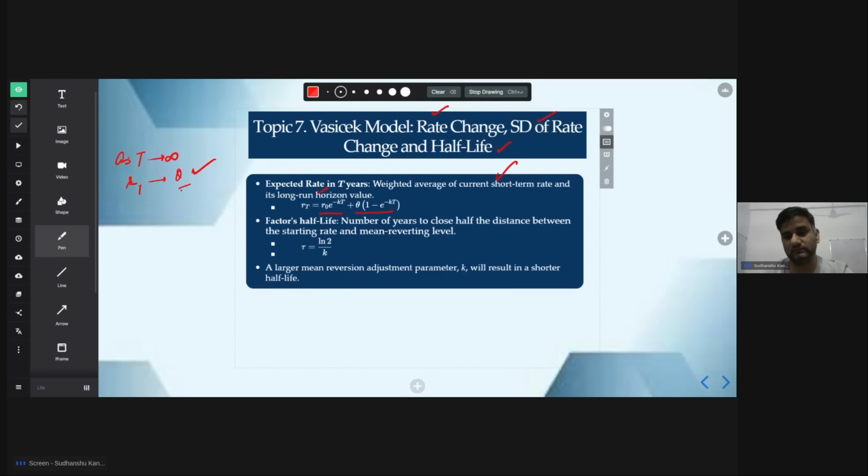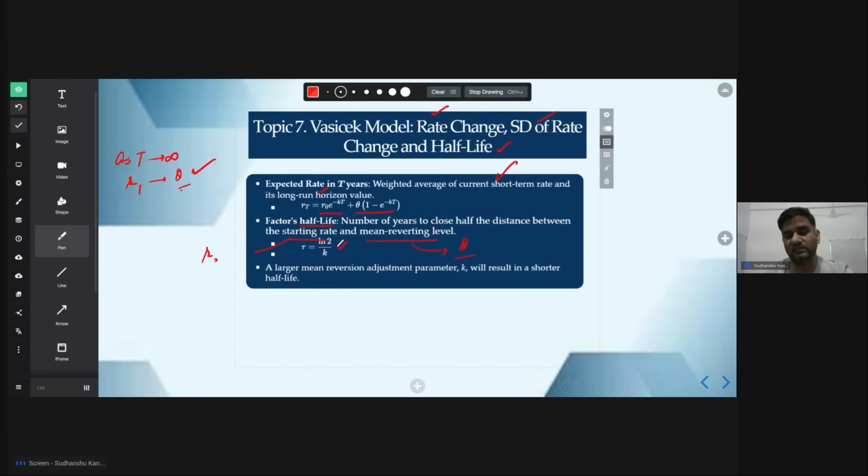Half life means the number of years to close half the distance between the starting rate and the mean reverting level. This is ln2 by k. The half life tells us how long it takes for the rate to close half the gap between your r naught and theta, right? The starting point rate is r naught, the mean reverting level is theta. If you have studied chemistry in school or radioactive decay, you will realize that this is a very common concept in physics and chemistry, radioactive decay, that the half life of anything is calculated by natural log of 2 divided by k.